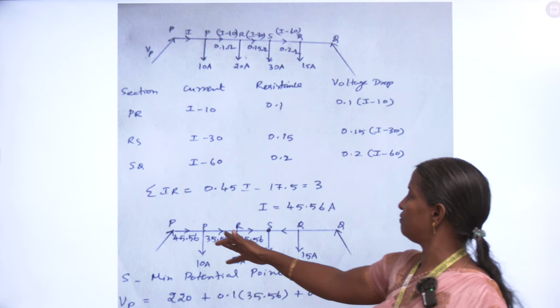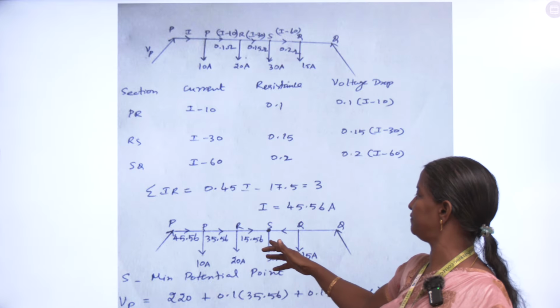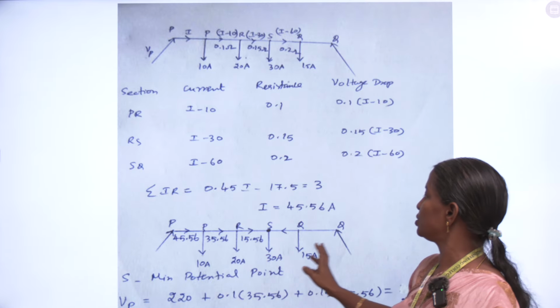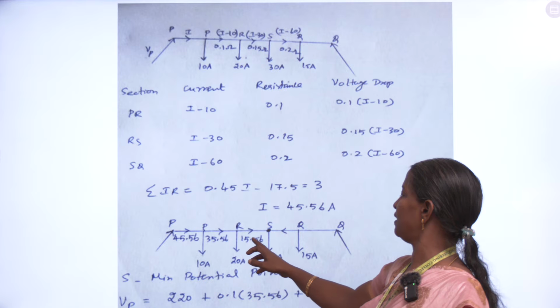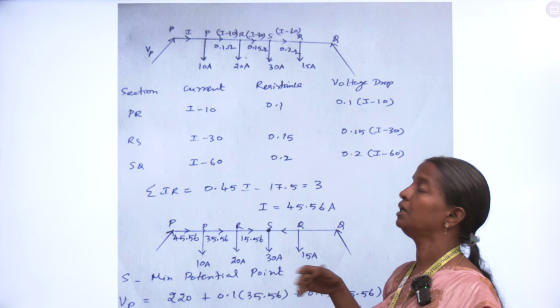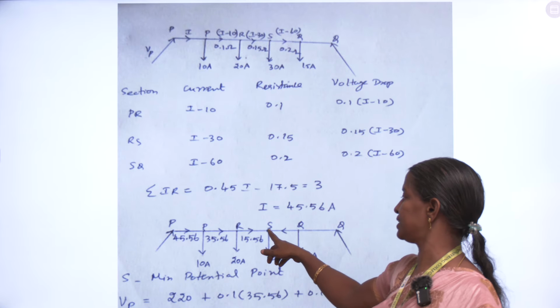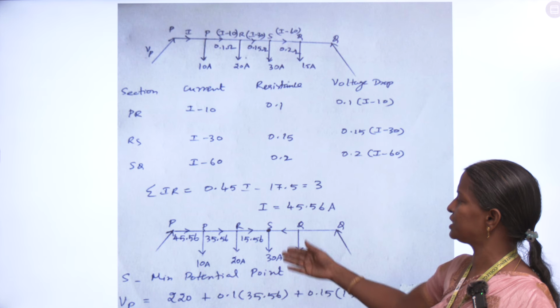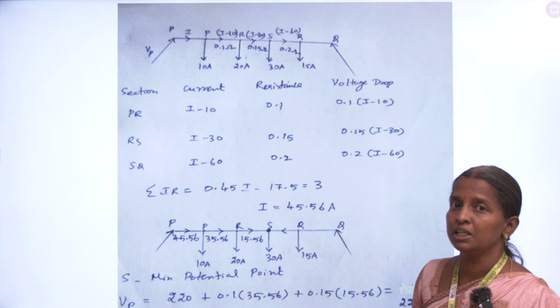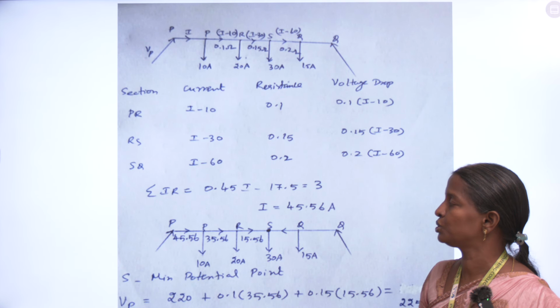Now substitute the current value in the diagram or in your tabular column. So we are getting 45.56, 35, 15, like that. S is the minimum potential point. If you subtract 15 minus 30, I get the negative direction of the current. The current is reversed. So S is at the minimum potential. It is not necessary to find the remaining things because it is time consuming, so we have to avoid that.